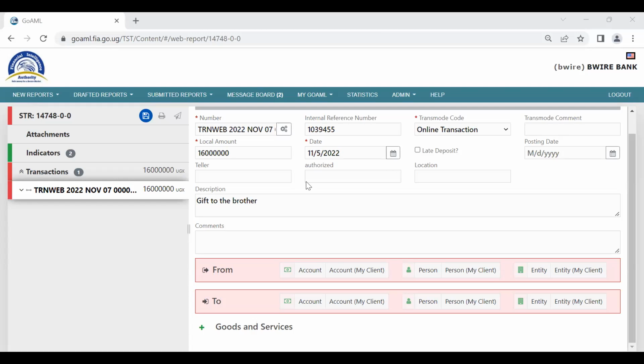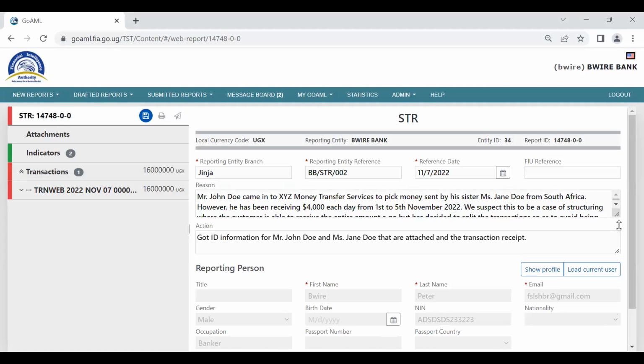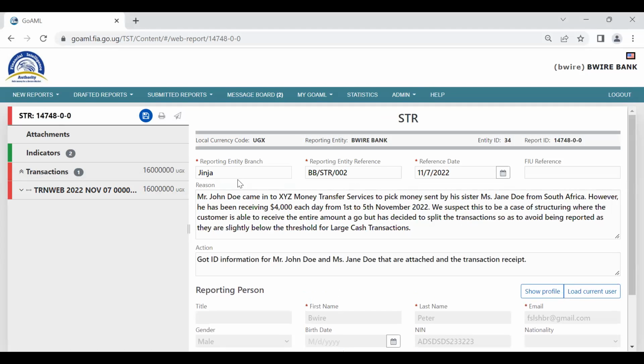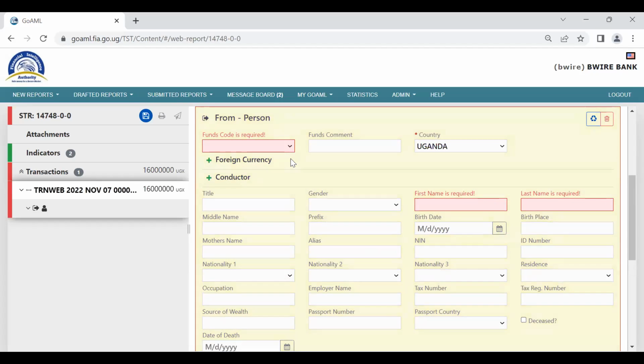All right. So I think the sender, because from my example, the sender is not our customer. The person who is our customer is the person picking the money. So it will be from person. For a Forex transaction, it will always be from person my client to person my client. But for money transfer, only one of these will be your client, either the sender or the recipient. So in this case, it's from person.